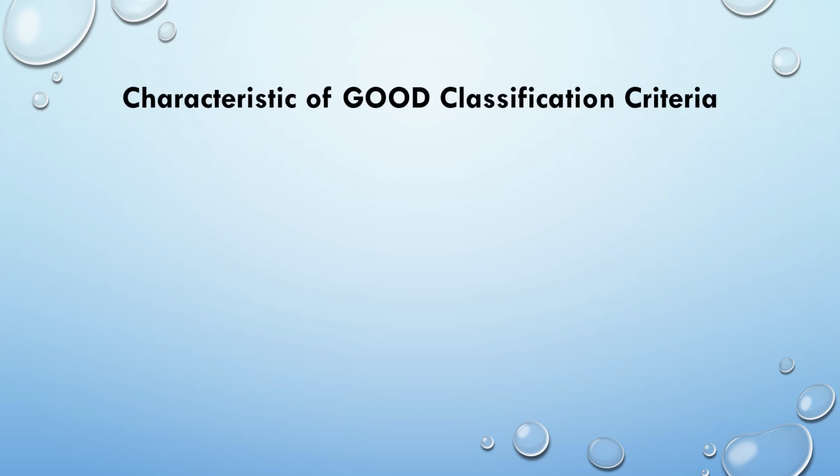Classification criteria in rheumatology. Why do we use classification criteria in rheumatology? The answer is because there is no diagnostic test, laboratory or imaging, for the diagnosis of any rheumatic disease. For example, a blood sugar of, for example, 400 is diagnostic for diabetes mellitus. A blood pressure over 140 over 90 is diagnostic for hypertension. But there is no specific test to diagnose or exclude any rheumatic disease. So we use classification criteria.